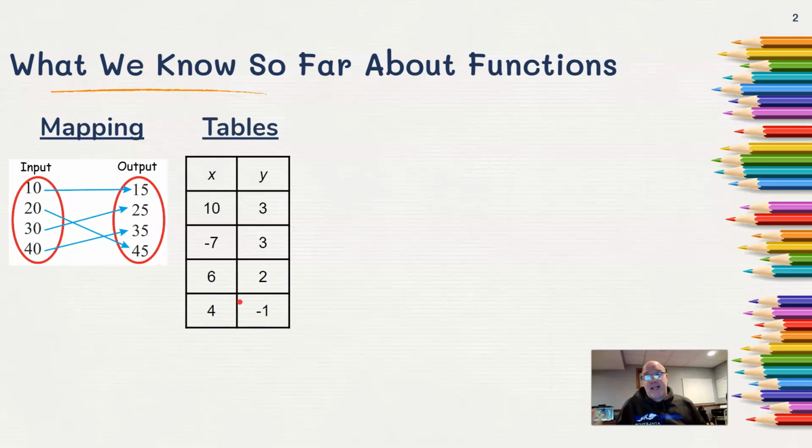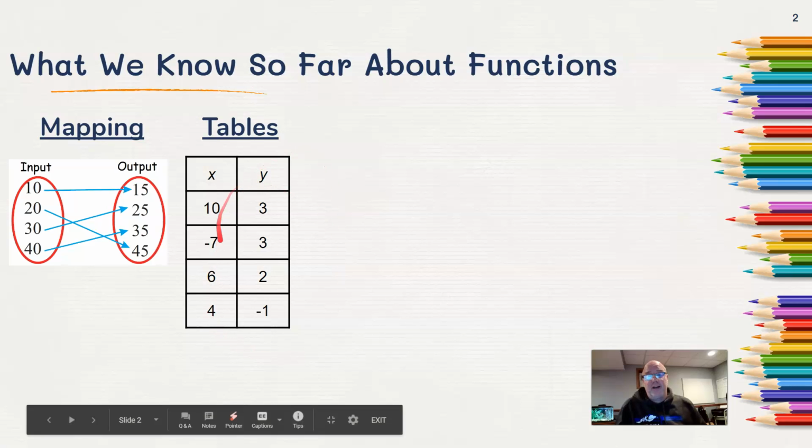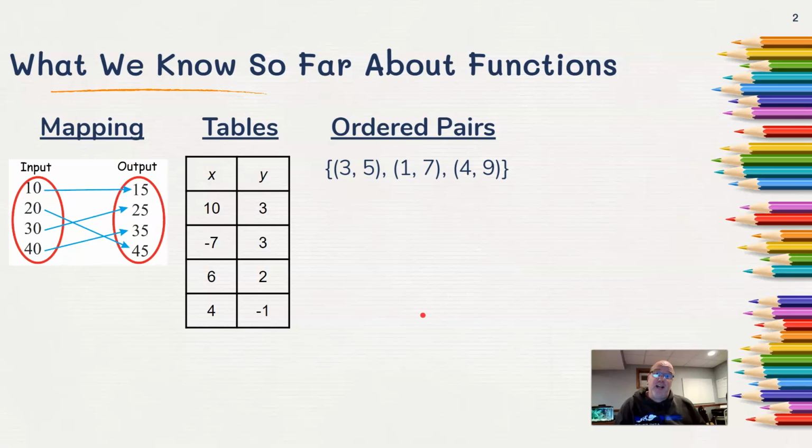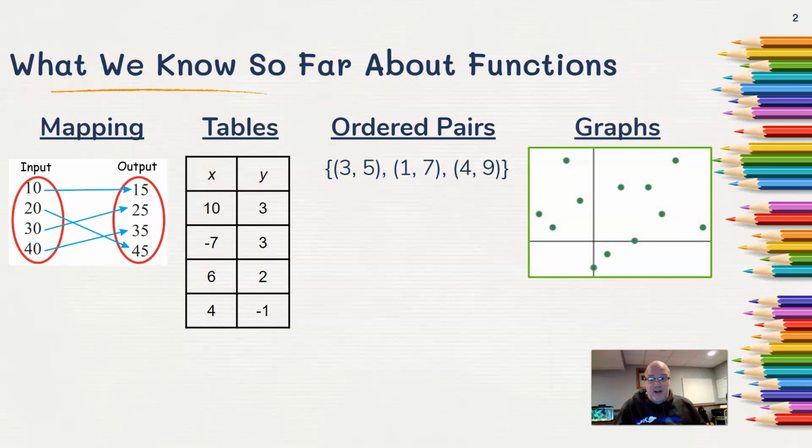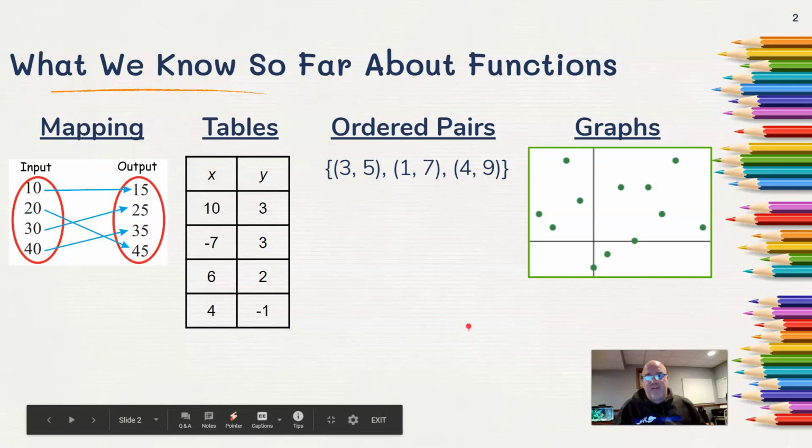We can take that mapping and convert it to a table of values. Another way that we have a function. We can take that table of values and we can convert that to a set of ordered pairs. And then finally, we can take a set of ordered pairs and we can plot these points on a graph. Now, each of these represents 4 different functions.